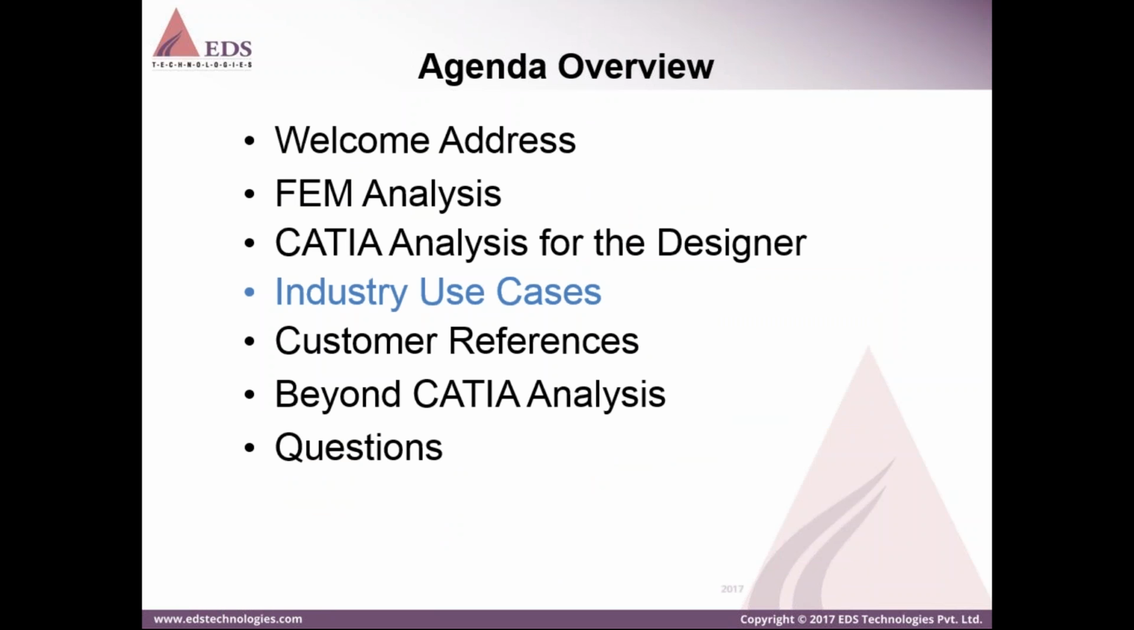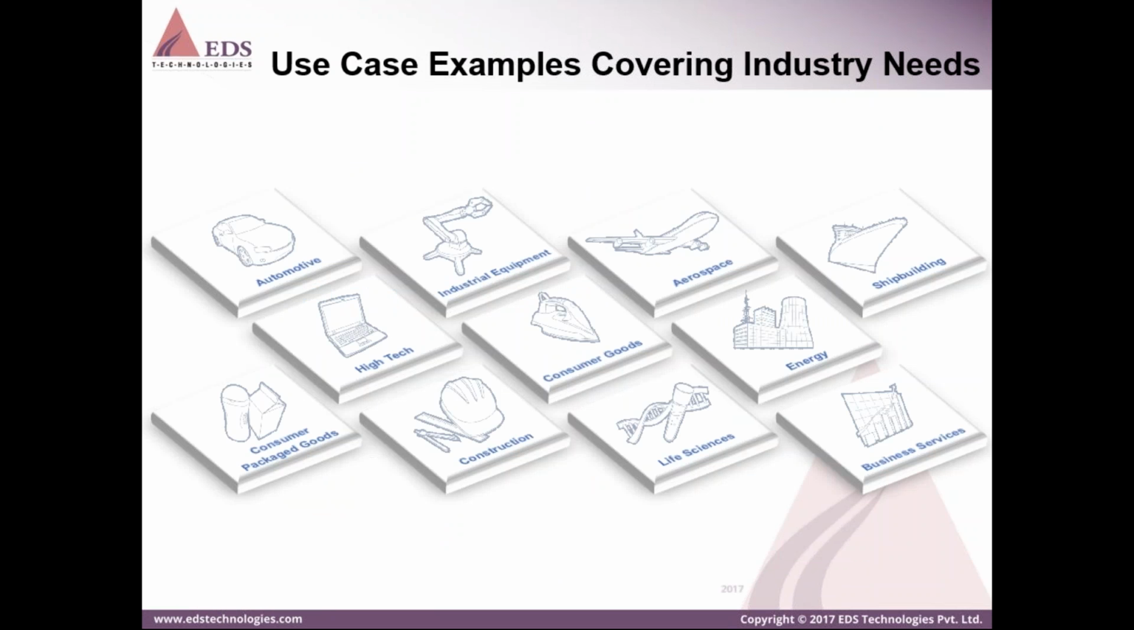Now, how exactly is it done? With the help of some examples, we'll see it. Industry cases, as we have discussed initially as well. In different industry verticals, these CATIA analysis capabilities can be used, ranging from automotive, aerospace, consumer goods, and construction, etc.